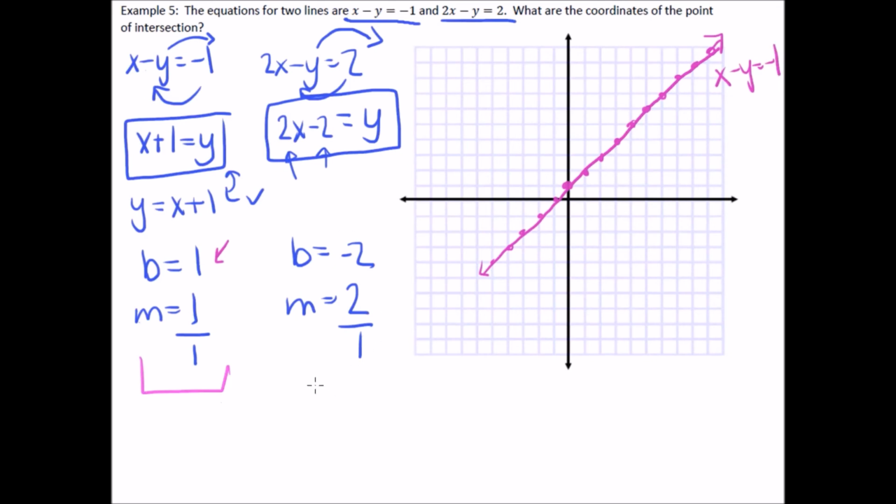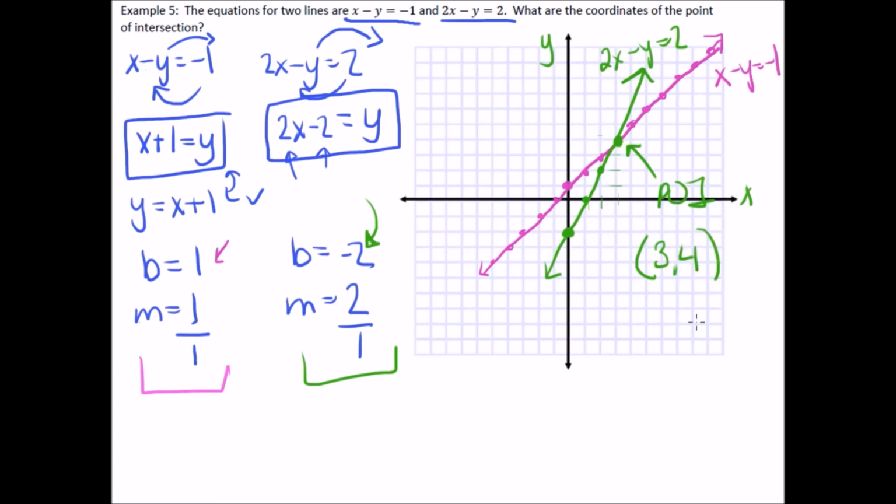Now, the next one, let's do it in green. We always need a point of reference, so that's going to be our b, which is negative 2. Again, that's on the y-axis. X-axis, y-axis, that's our y-intercept. Now, we're going to apply the m, the slope, up 2 over 1, up 2 over 1, up 2 over 1. And there already is our point of intersection. So that's going to be 2x minus y equals 2. This is our point of intersection, and it's at the point 3, 4. And that's it.